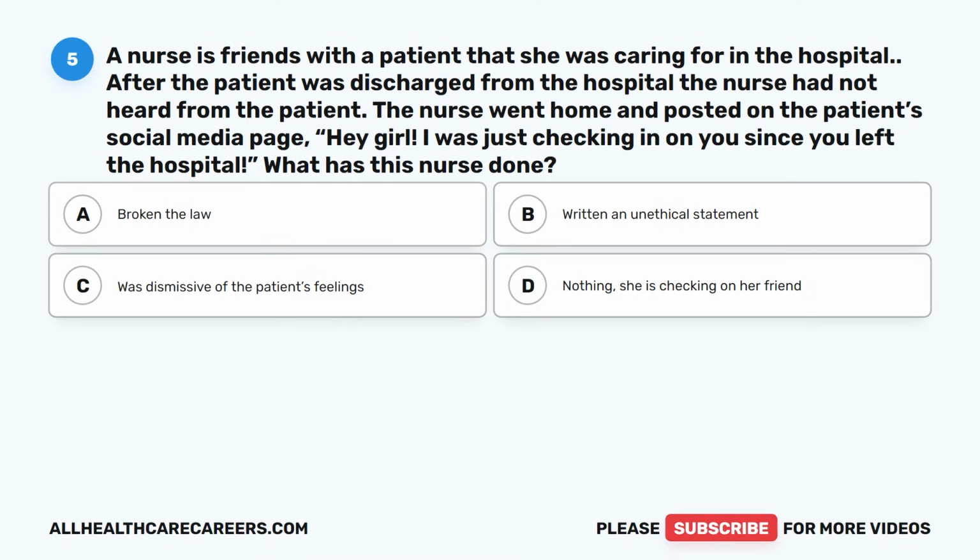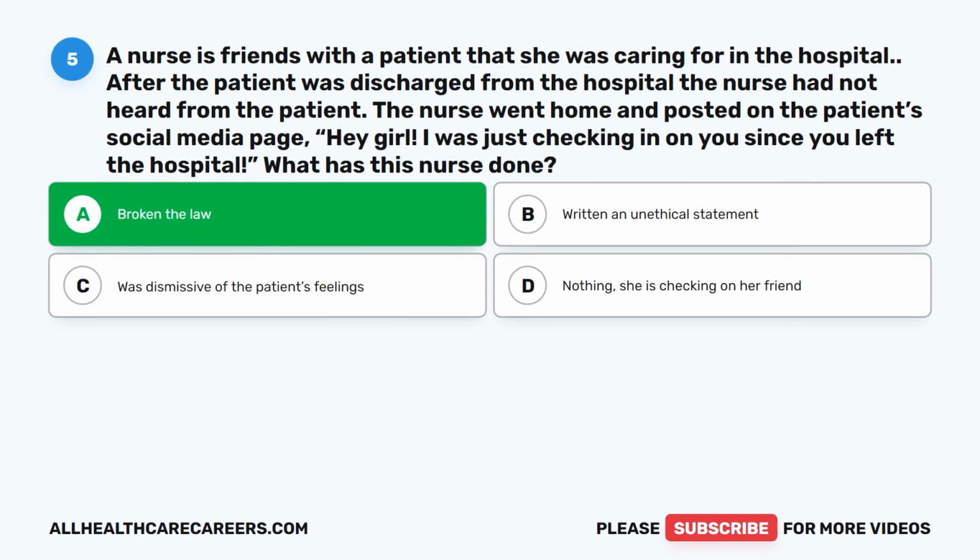A. Broken the law. B. Written an unethical statement. C. Was dismissive of the patient's feelings. D. Nothing, she is checking on her friend. The correct answer is A.